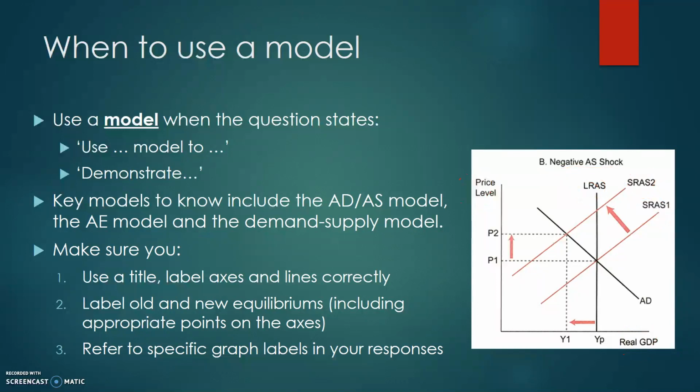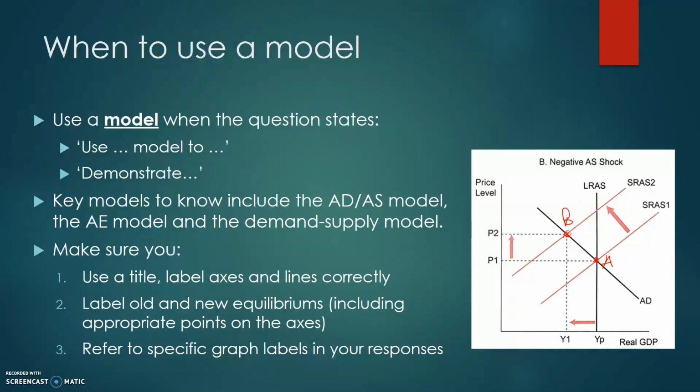Okay, next, make sure you label old and new equilibriums. So in this case, we can see the old equilibrium is this point, and the new equilibrium is this point. In this graph, there wasn't an explicit label, but you could do that yourself by saying A or B.